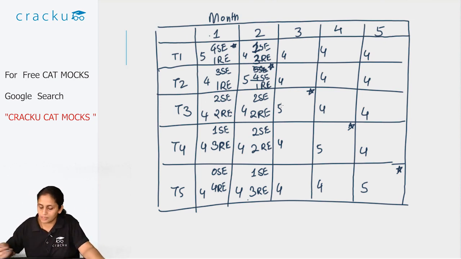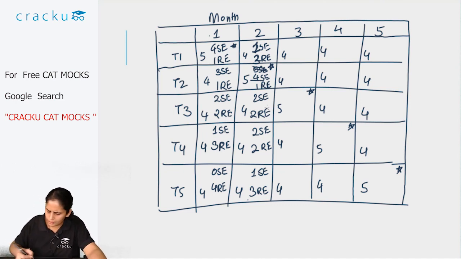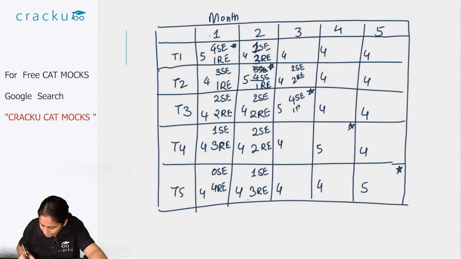Now the third month comes. Now people have to go from T2 to T3. So to go from T2 to T3, 2 SEs have to go here and 1 RE has to go there. So after the first change, this will have 2 SEs and 2 REs. Then these guys will have 4 SEs and 1 RE. Now this is the first point. Now T1 has to send to T5. So T1's SE will go away and it will now have 0 SEs and it will get 1 RE in return. So it will have 4 REs. These guys will get the SE. So these guys will be 2 SE and 2 RE.